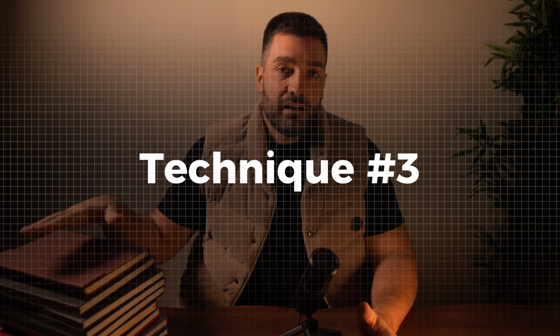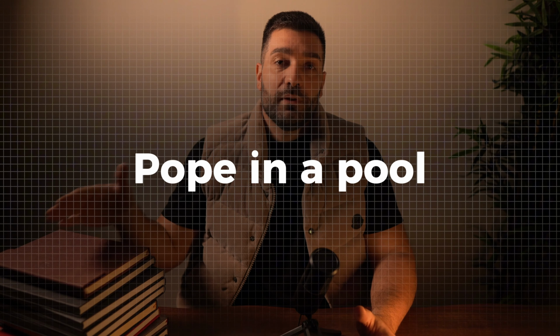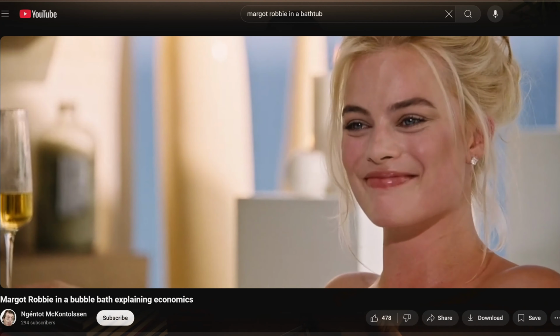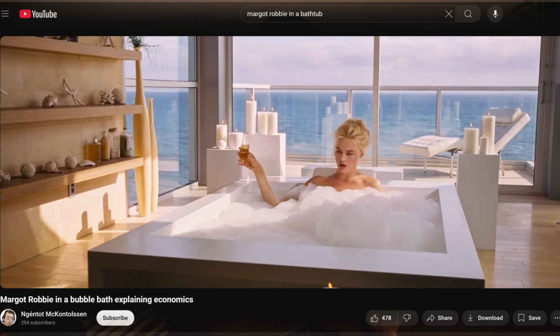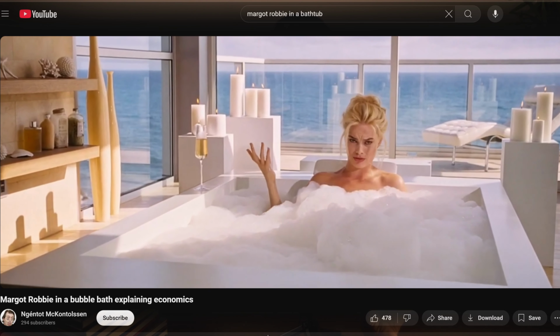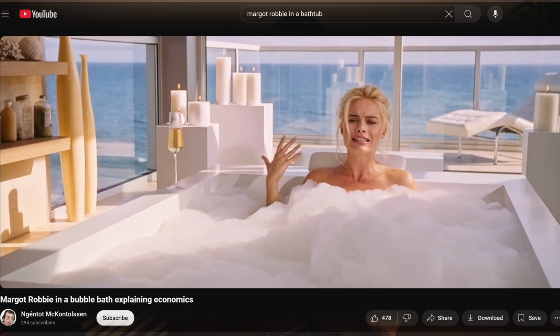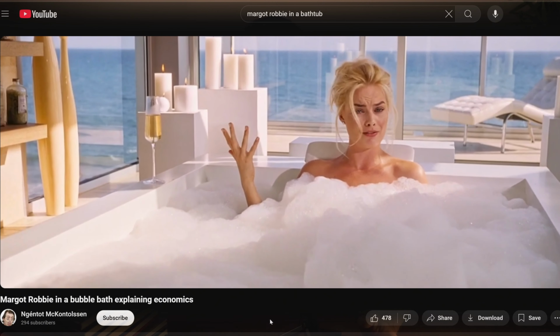But what do you do when you have to share important but boring details? That's where technique number 3 comes into play. Pope in a pool. Or even better, Margot Robbie in a bathtub. Look at this. This is one of the best movies about Wall Street ever made, The Big Short. Margot Robbie is giving the context of the movie while in a bathtub, sharing technical jargon that's extremely boring.